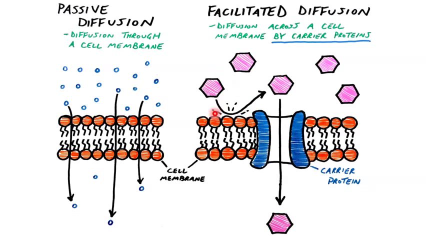And so again, materials can still get across that membrane. They're just going to have to use carrier proteins to do it. But other than that, the process is exactly the same. Materials diffuse from an area of high concentration to an area of low concentration.